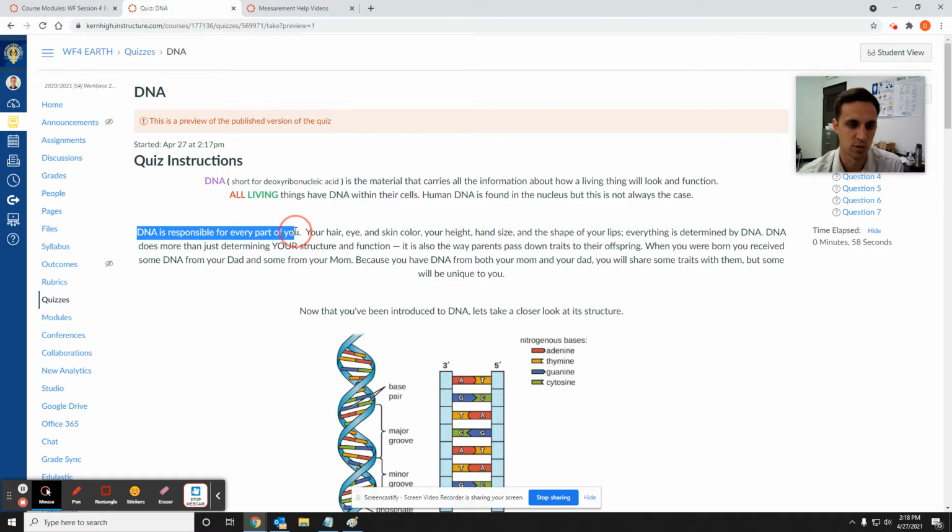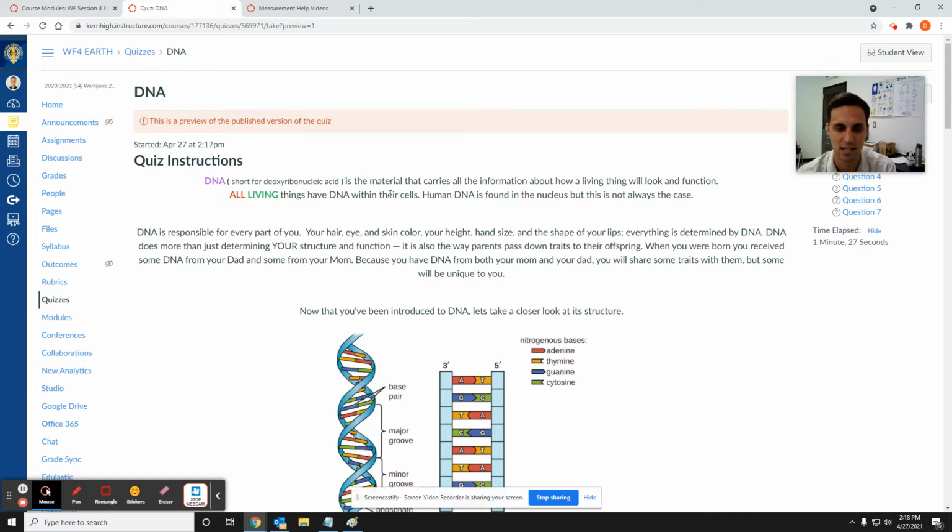DNA is responsible for every part of you. Your hair, your eyes, your skin color, your height, hand size, the shape of your lips, everything is determined by DNA. DNA does more than just determine your structure and function. It's also the way parents pass down traits. When you were born, you received some DNA from your dad, you received some DNA from your mom. Because you have DNA from both, you share some traits with each of them, but some are unique to you.